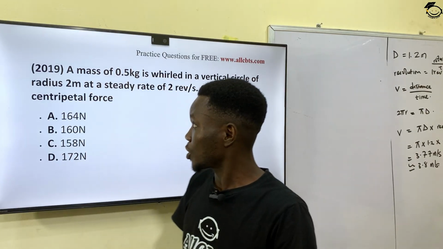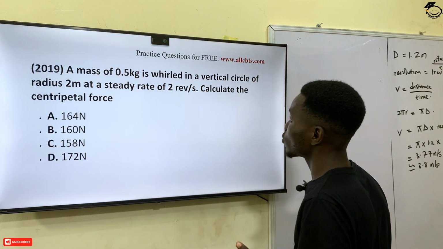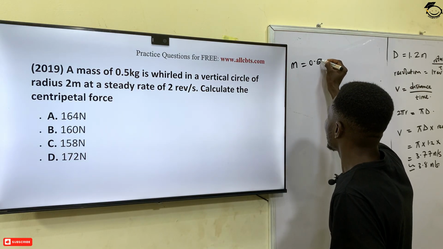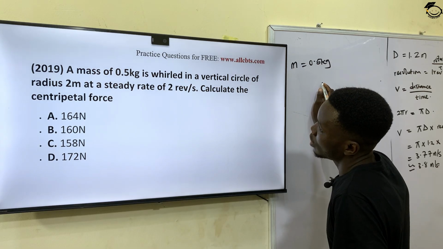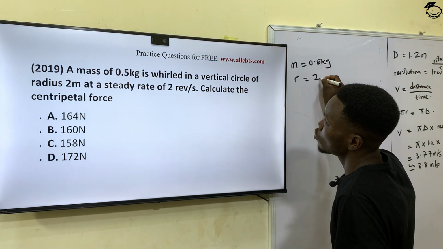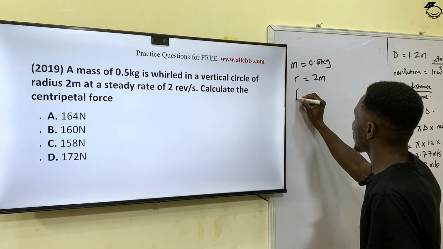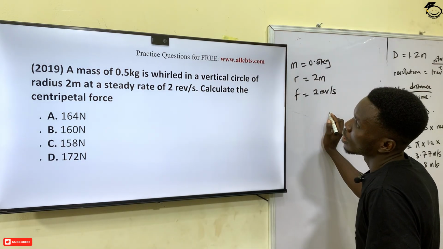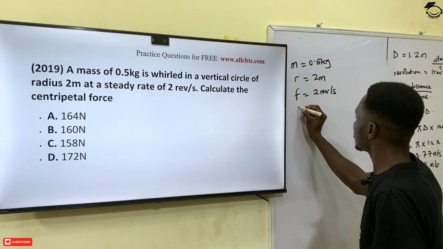Okay, moving on to the next question. This was adapted from 2019. It says a mass of 0.5 kg, so we have our mass as 0.5 kilogram, is whirled in a vertical circle of radius 2 meters at a steady rate of 2 rev per second. So we are given frequency as 2 rev per second. Calculate the centripetal force. So we have to find the centripetal force.